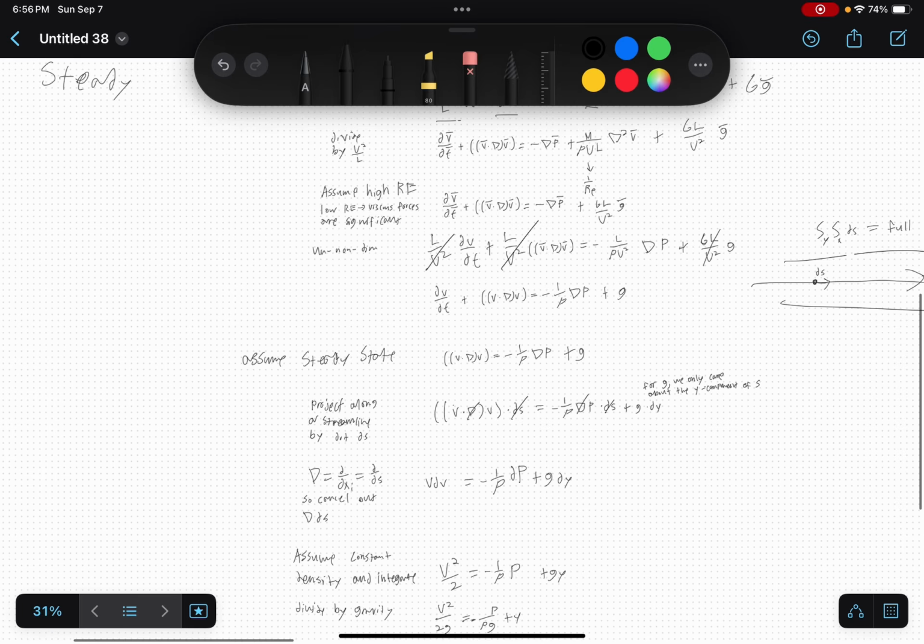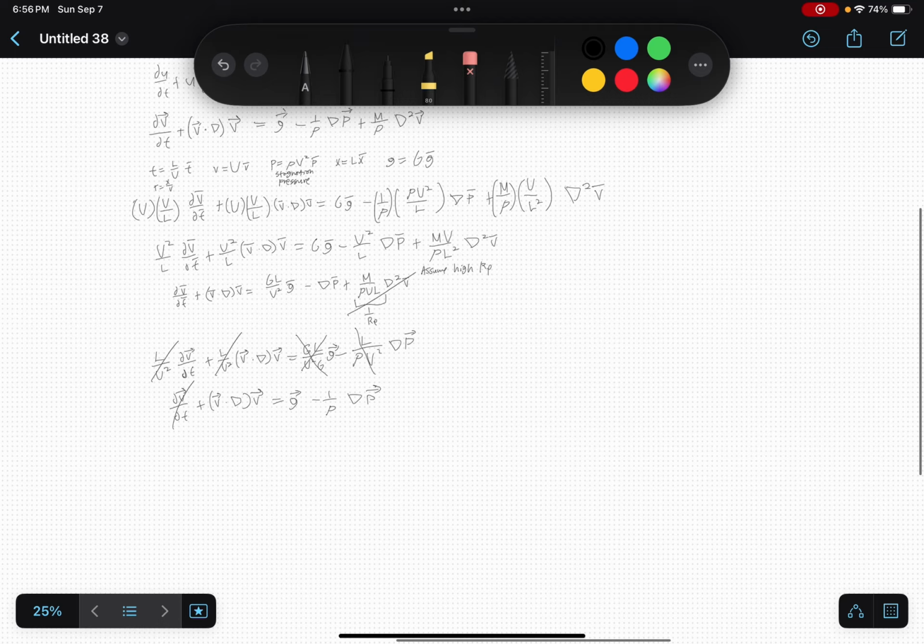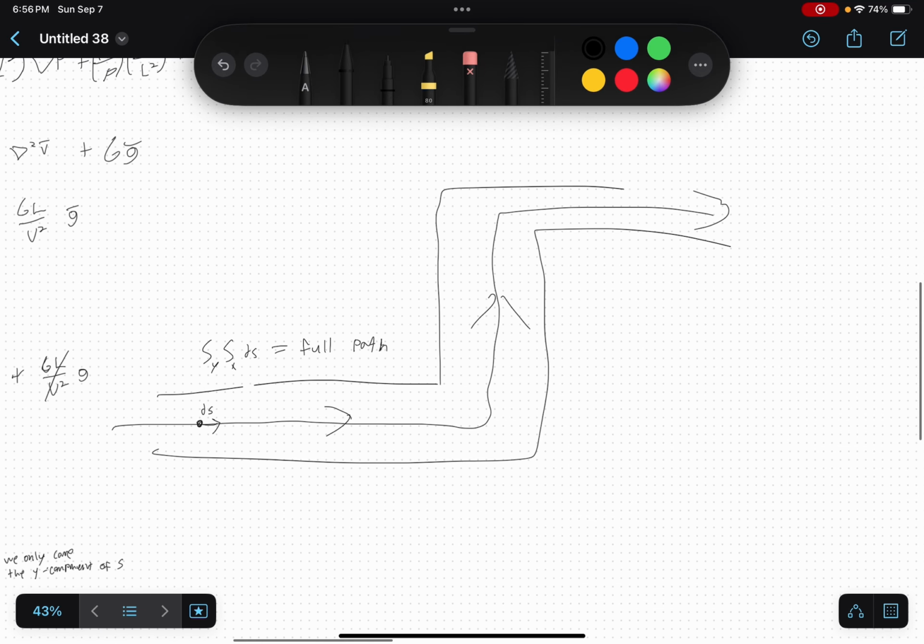Okay, now project along a streamline. I drew it over here, so I'll just use this picture. Let's say you have a pipe that looks like this, and to use the Bernoulli equation, you have to pick two points along the same streamline. Like you could have point 1 over here, P1, and point 2 over here, P2. They'll be along the streamline.